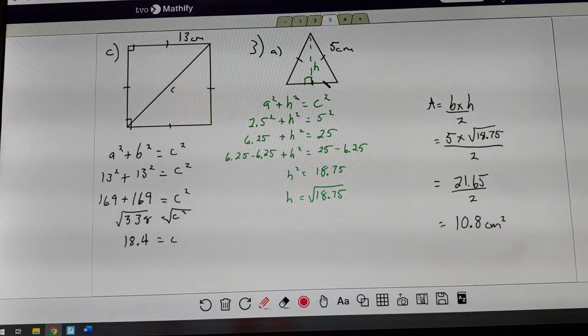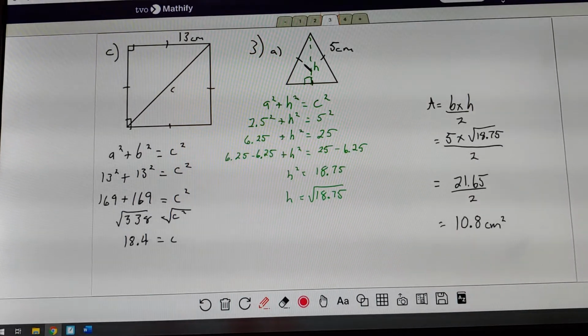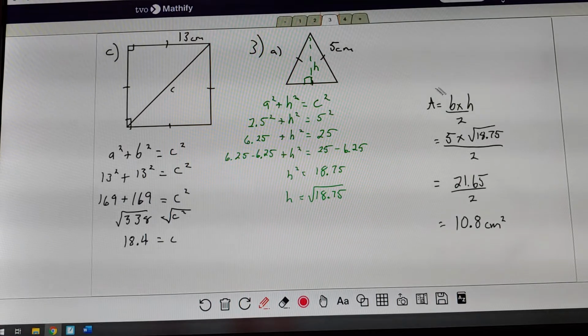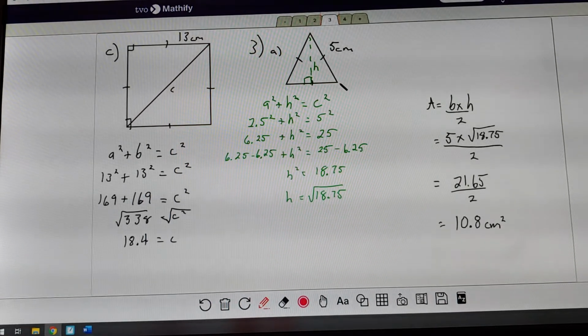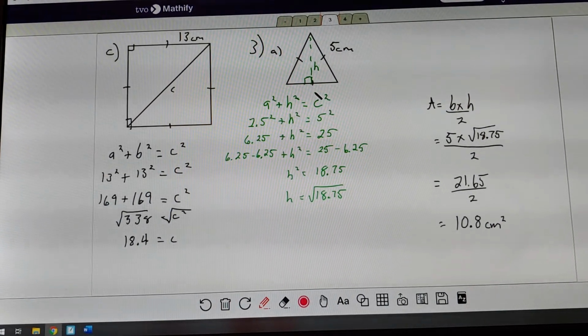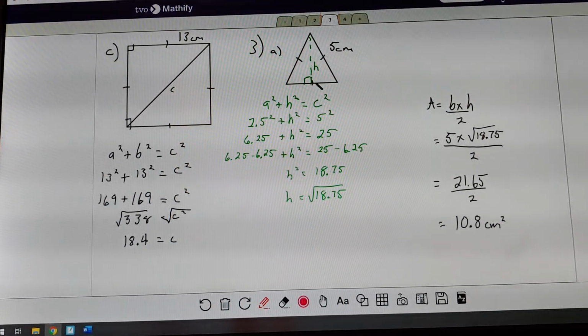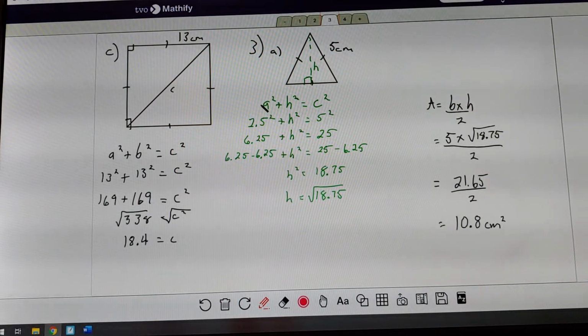On to 3A. We got a regular triangle with side lengths of 5 centimeters. And they said they want us to find the area of the triangle. Well, to do that, area of a triangle is base times height divided by 2. The base we know. The base is 5. And we can see that with the little marks that they put on it. Okay, the height we don't know. So that's what we're going to use Pythagorean theorem for, just like we saw in the lesson.